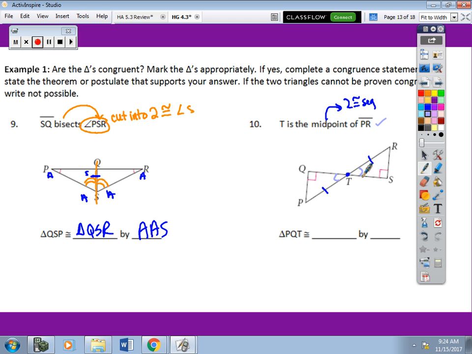So now we have what type of triangle congruence? Okay? Got angle, angle, side. Not angle, side, angle, because the side is not included. If you use third angles theorem, though, you can have angle, side, angle. So PQT, RST.